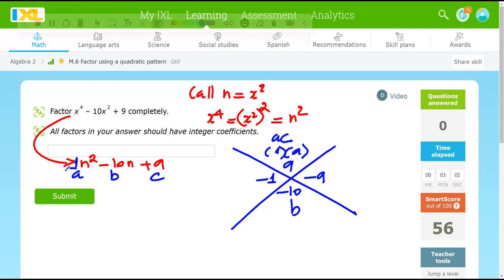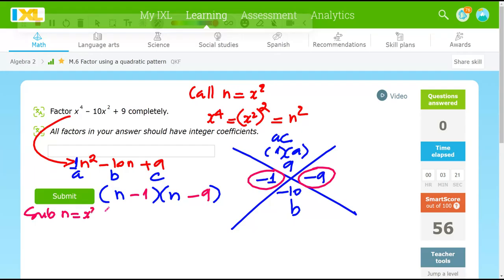So now I can rewrite my answer as n right here and right here. Negative 1 I put right here. And then negative 9 I put right here. So now I substitute n equal x squared. So I should have x squared subtract 1 and then x squared subtract 9.